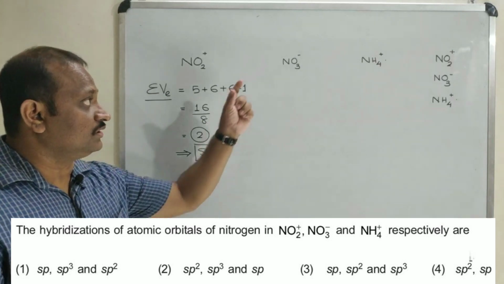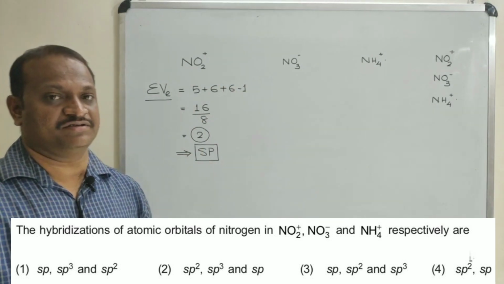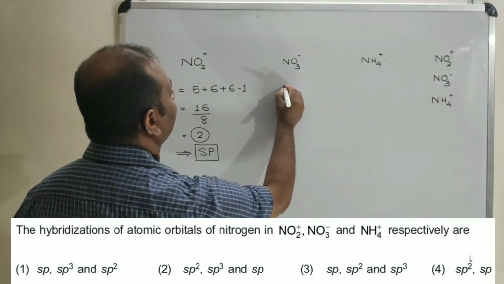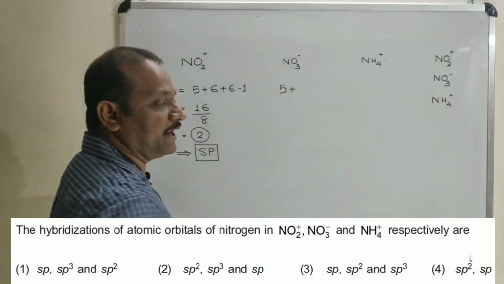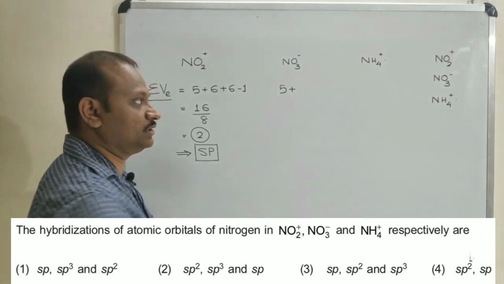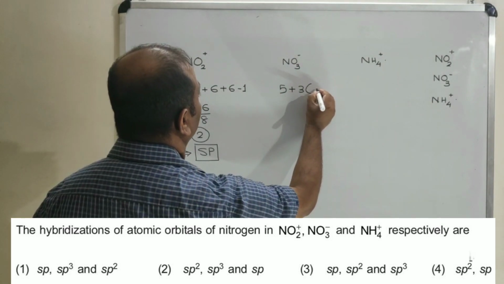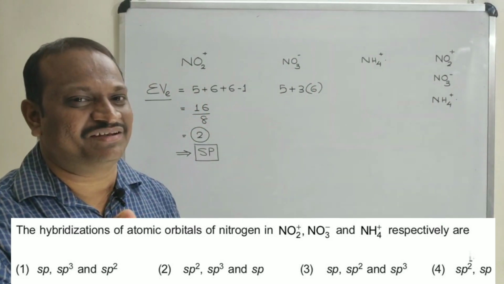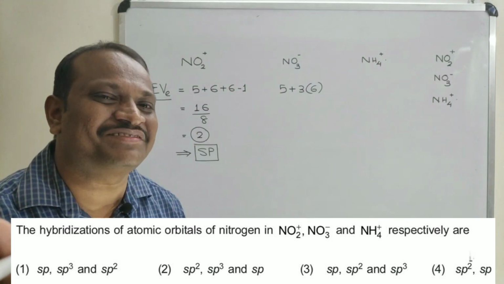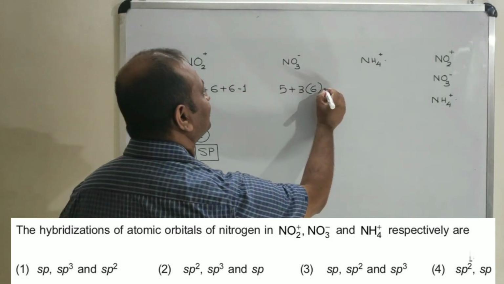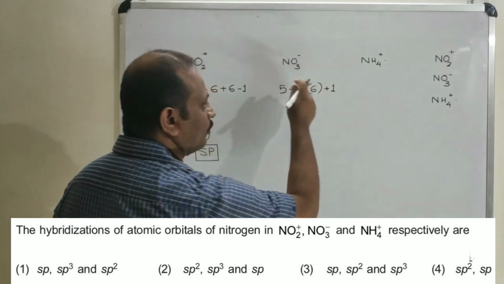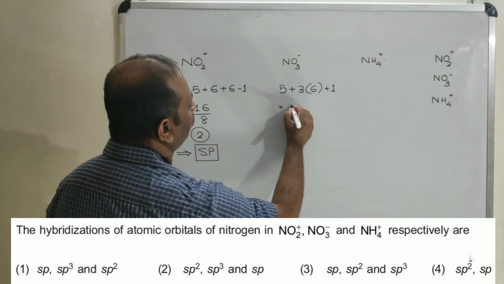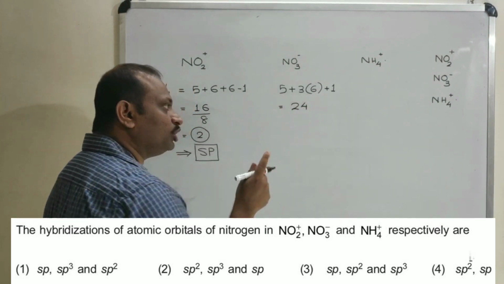Now let me go with the next compound, NO3 minus. Let's find out sigma of valence electron. Nitrogen, 5 valence electrons. And how many oxygen atoms are there? You have 3 oxygen atoms, so I can write 3 into 6. And you have 1 negative charge. Negative charge means 1 more electron is extra, so we need to add 1. Ultimately, when you add all these together, you get 24.